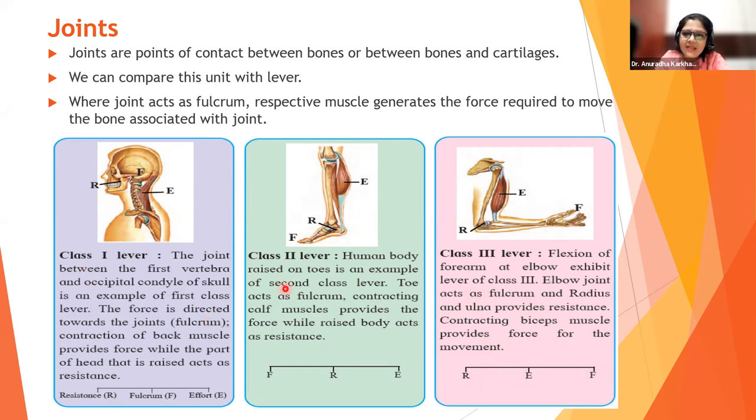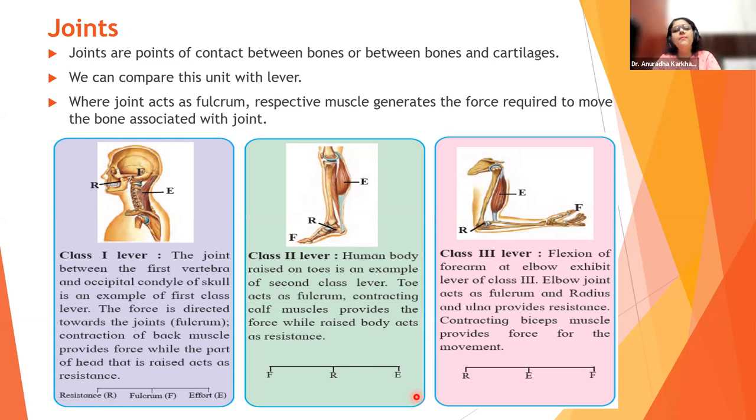So, you have to remember the examples of the three and who comes first, second, third in the order. So, class 1 it is RFE, class 2 FRE and class 3 REF. This is the key point that you have to remember. The questions will be asked in your examinations based on this, that give the example of class 2 level or give the order of resistance, fulcrum and effort. So you have to select the right options from the given options. Is it okay? Have you all understood fulcrum, resistance and effort?